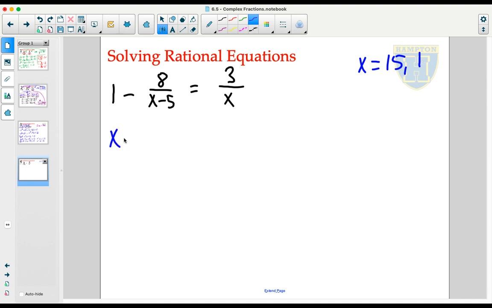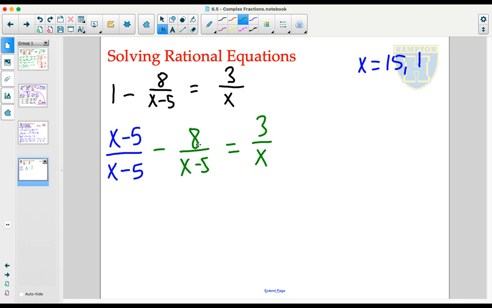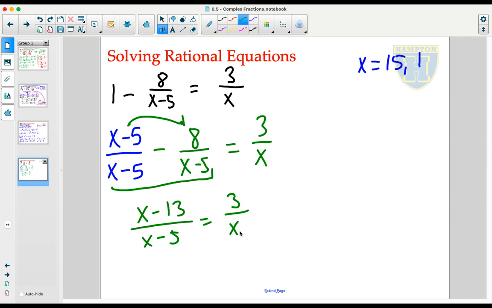However, if we rewrite the first fraction as x minus 5 over x minus 5, which again we remind ourselves has a value of 1, we can look at that left-hand side and say, oh, those two rational expressions have the same common denominator. Why can't we just add them, or in this case, subtract them, and create one fraction? We could do that. So let's subtract x minus 5 minus 8 and put these two fractions together, giving us x minus 13 over x minus 5 is equal to 3 over x.